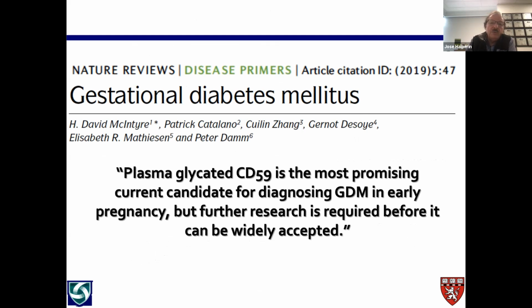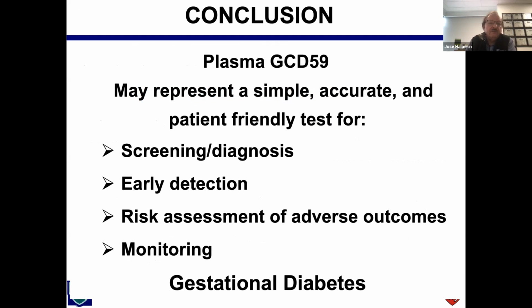So to conclude, plasma glycated CD59 seems to represent an accurate and patient-friendly test for screening and diagnosis, early detection, risk assessment, and monitoring of gestational diabetes.